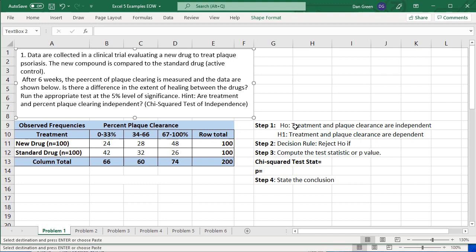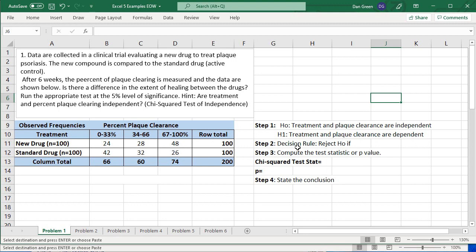So our null hypothesis here is going to be that treatment and plaque clearance are independent. And then H1, the alternative or research hypothesis, will be that they're dependent. So we see here the new drug versus the standard drug, and then percentage of plaque clearance. It was in 3 ratings, 0 to 33%, 34 to 66%, and 67% to 100%. So a third of plaque clearance, 2/3, and almost complete plaque clearance.